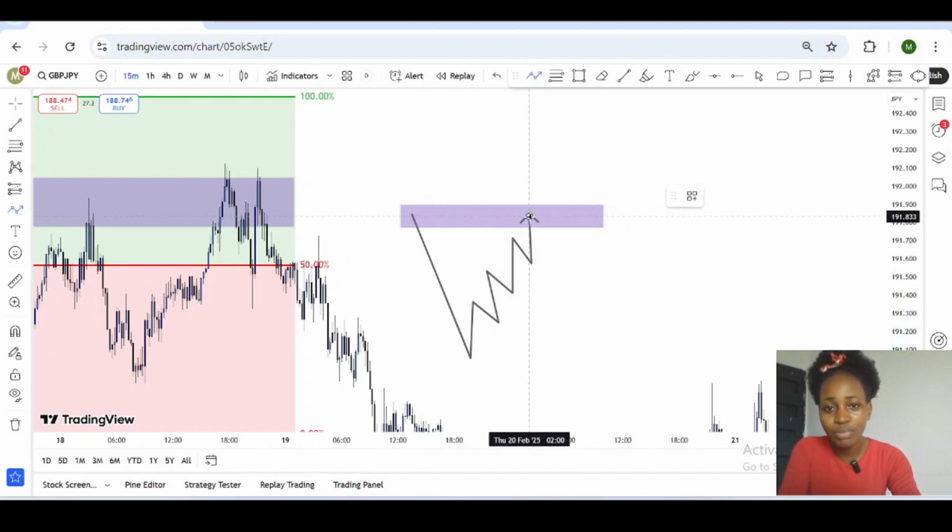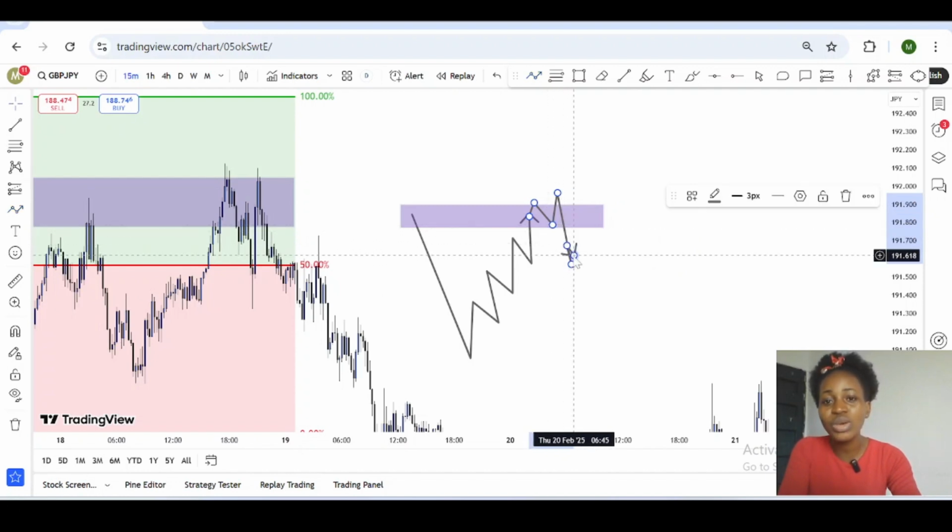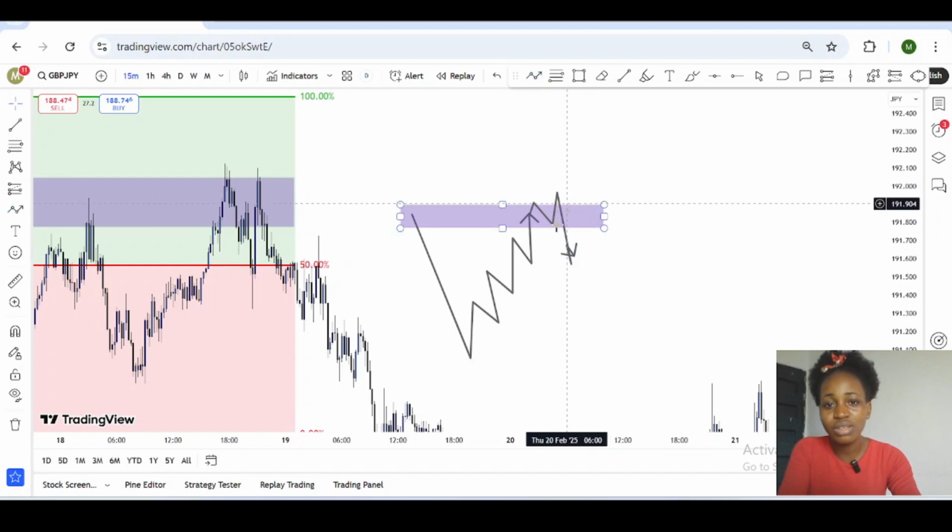Let's say price just approached your point of interest and you see something like this, giving you this kind of market structure. When you see the market giving you this kind of structure around your points of interest, this is what is going to give you a confirmation. Okay, the market has gotten to my point of interest and is actually reacting to it. I want to look out for an entry around this point. I don't know if that makes sense.